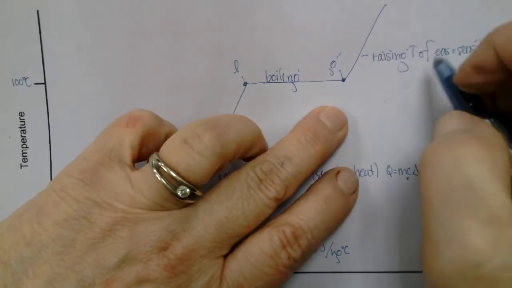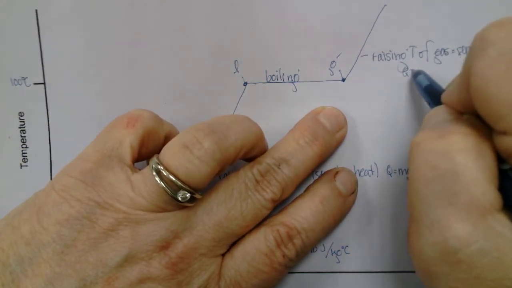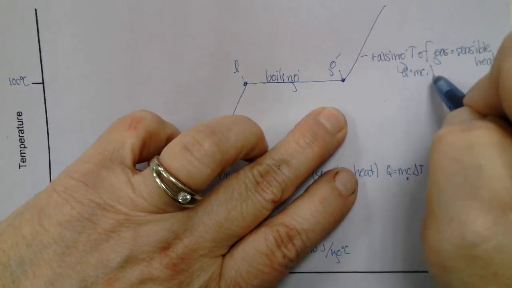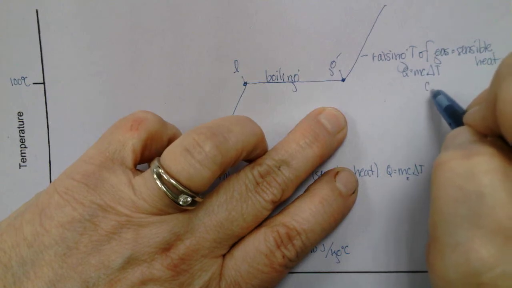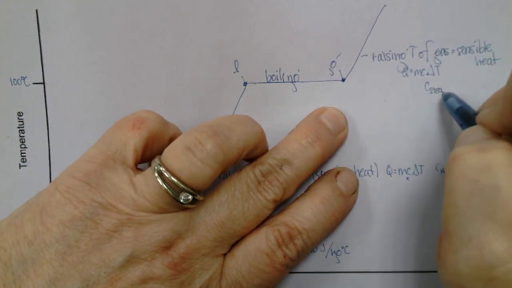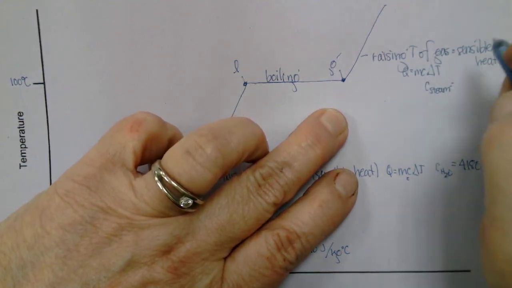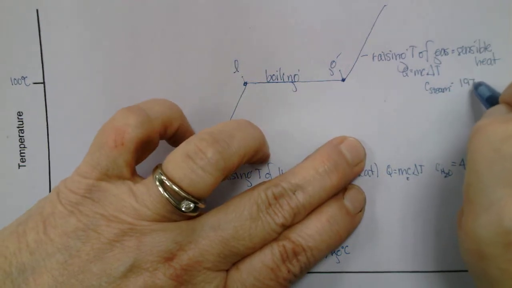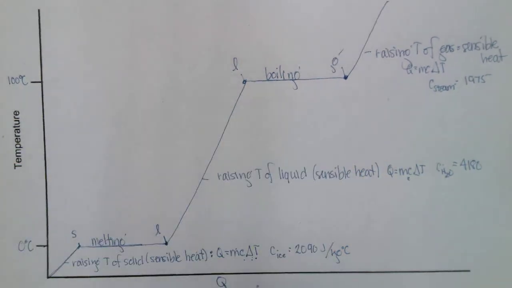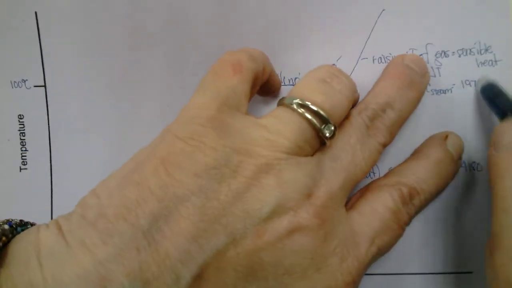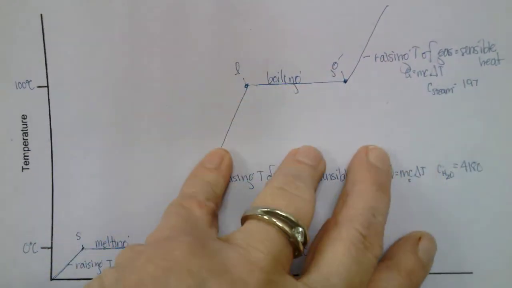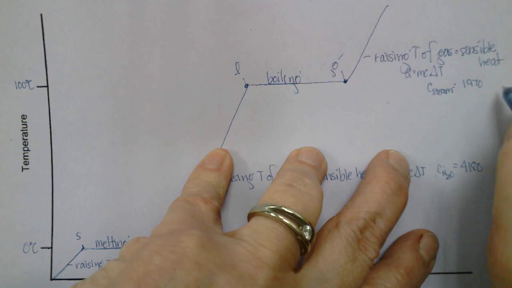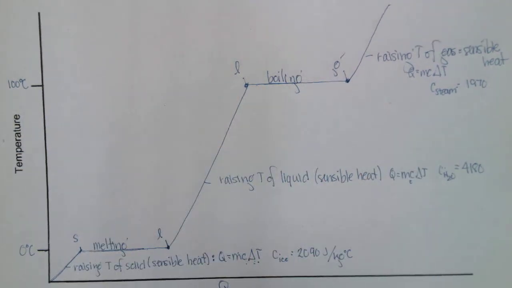Up here, I've got Q is equal to mc delta T again, but C of my steam, or my gas, is going to be 1,975 joules per kilogram degree Celsius. I'm sorry, 1,970 joules per kilogram degree Celsius. And I'm putting them here on the graph, even though they're on your paper.